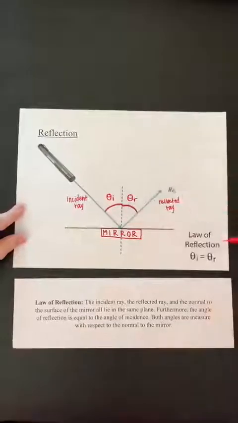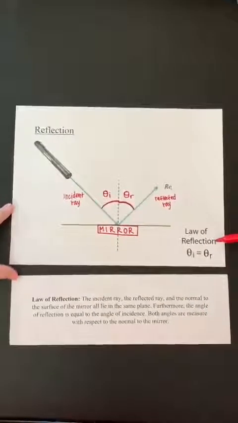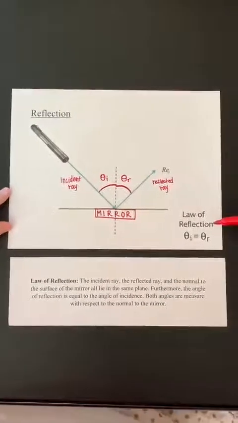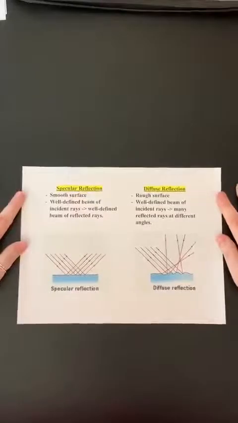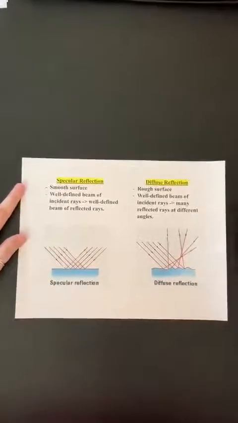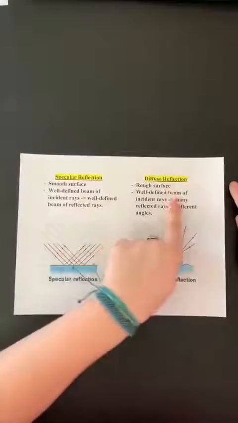The law of reflection states that the angle of incidence, theta I, and the angle of reflection, theta R, are equal to one another. Something that is frequently overlooked by many is that there are two different types of reflection. These two different types are called specular and diffuse.